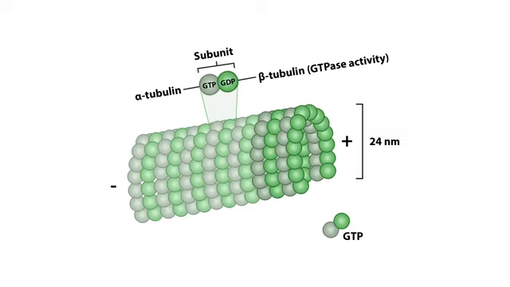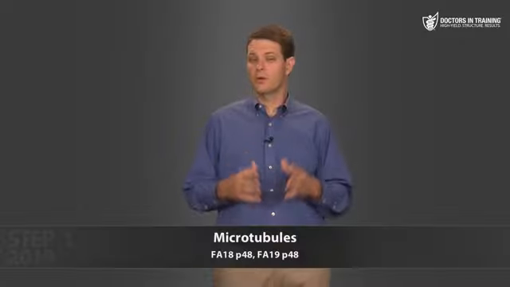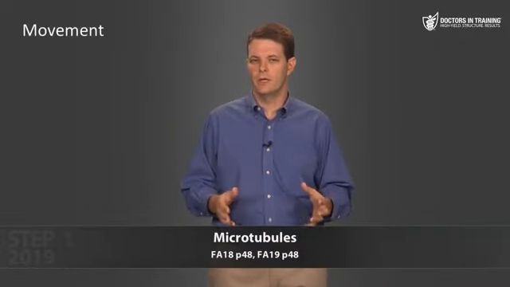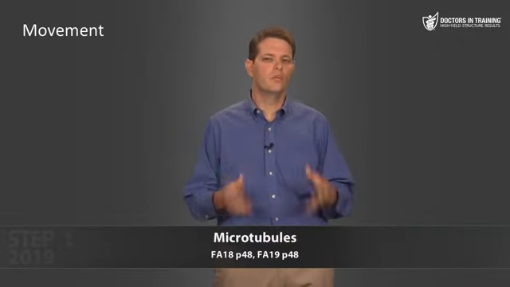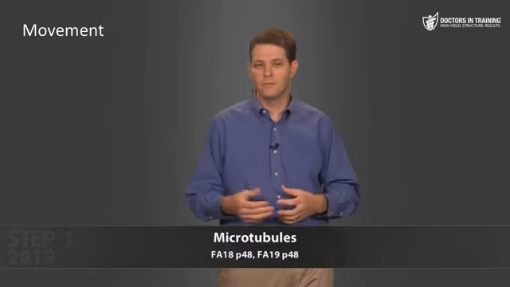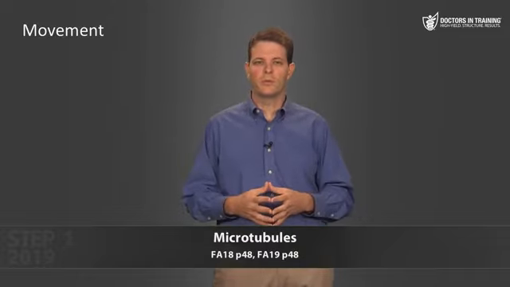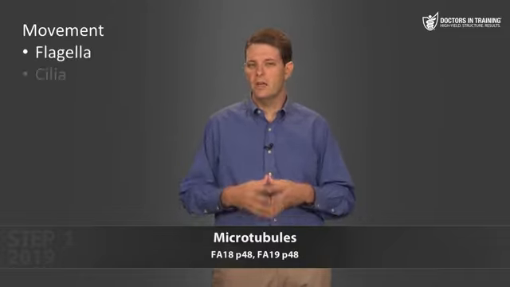And the way the alpha and beta subunits are arranged, they form a spiral or a helix that runs the length of the microtubule. Now in terms of function, I want you to think movement. Microtubules are involved with movement, a couple of different kinds of movement. For starters, microtubules are an important part of the structure of flagella and cilia, and they're what enable the cilia to move, as we're going to see shortly.